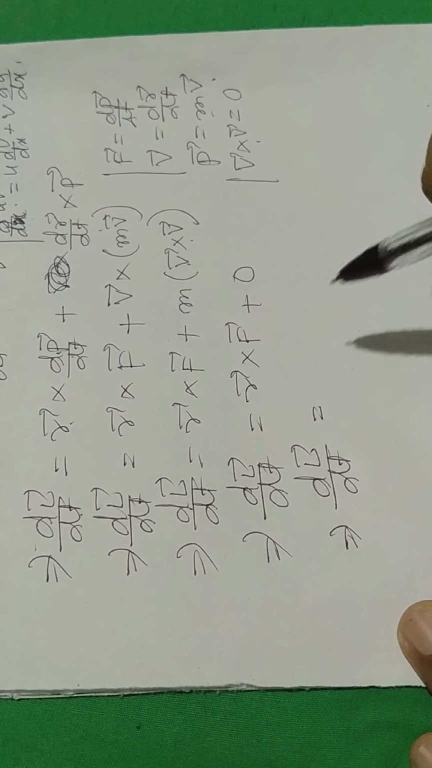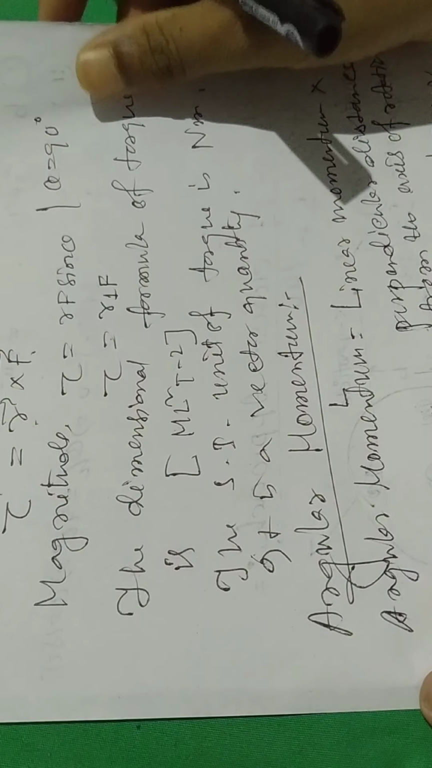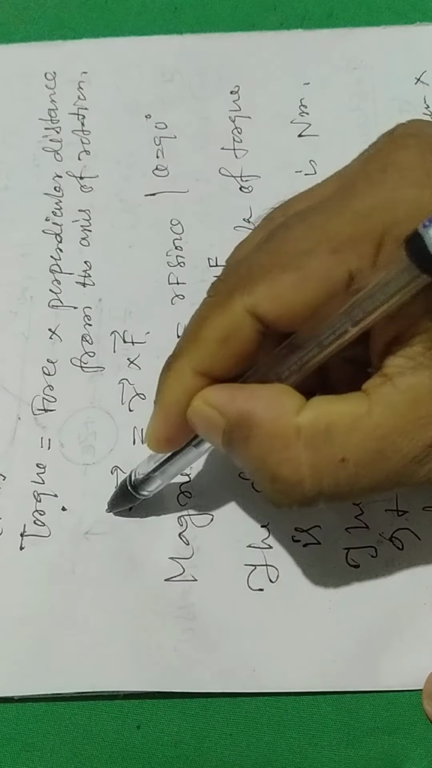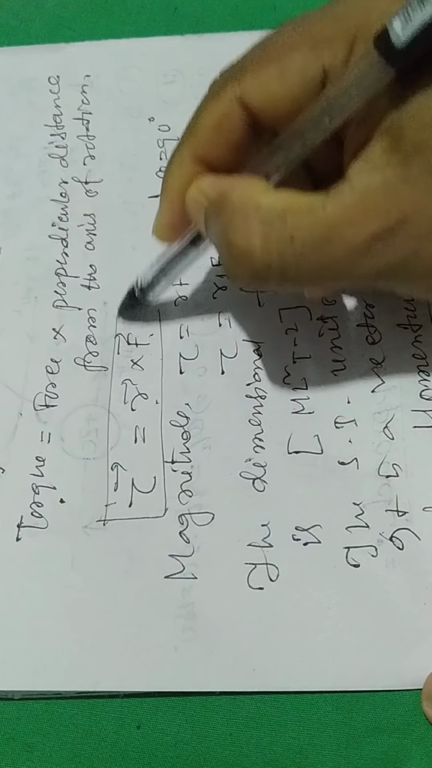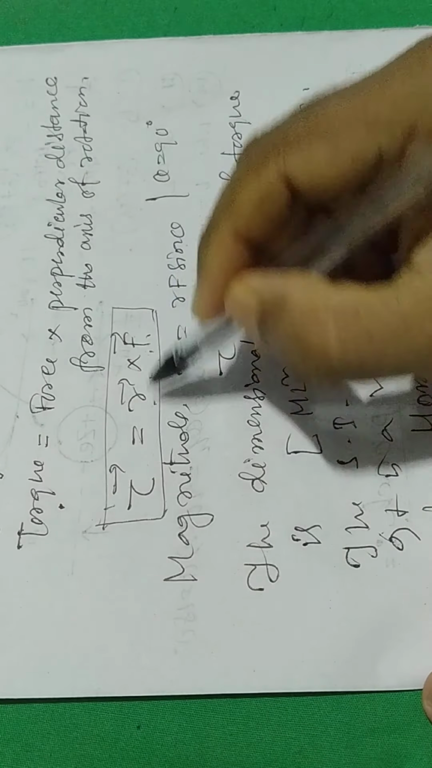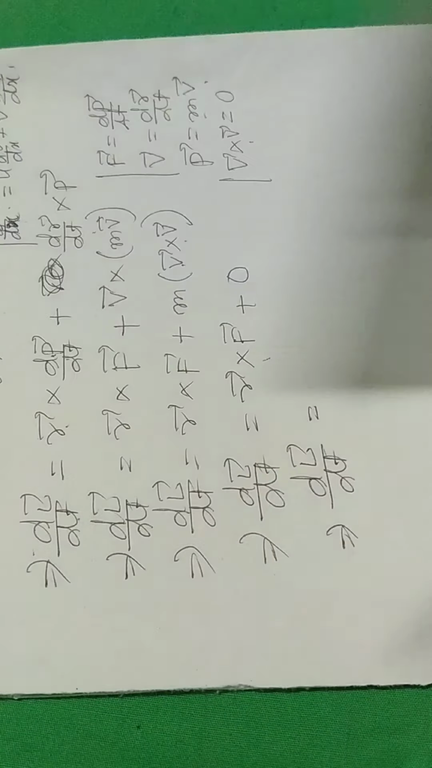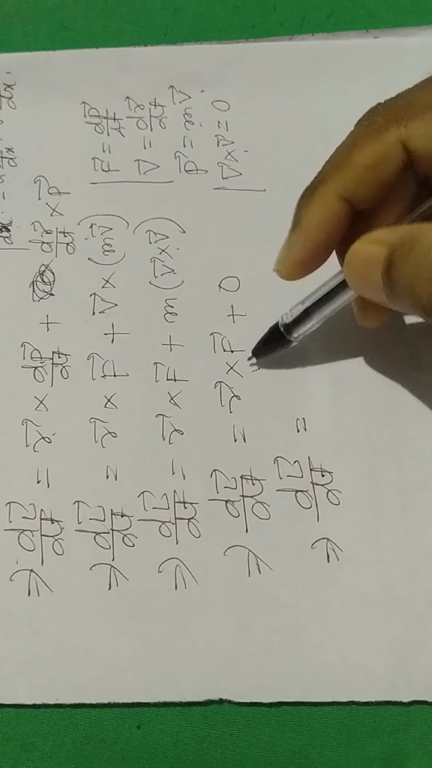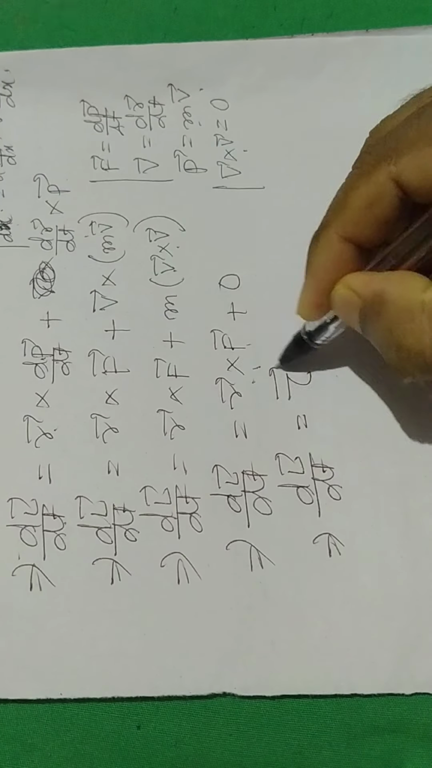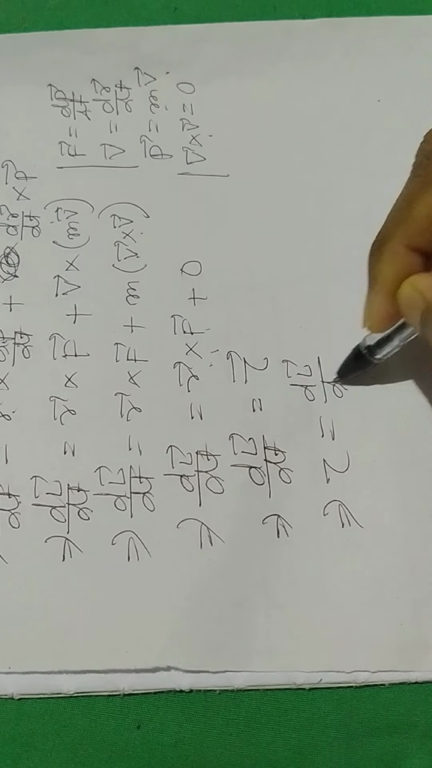Just now we have discussed that moment of force, or torque, is tau equal to r cross F. So instead of r cross F we can write tau, that is torque. Therefore tau equal to dL by dt.